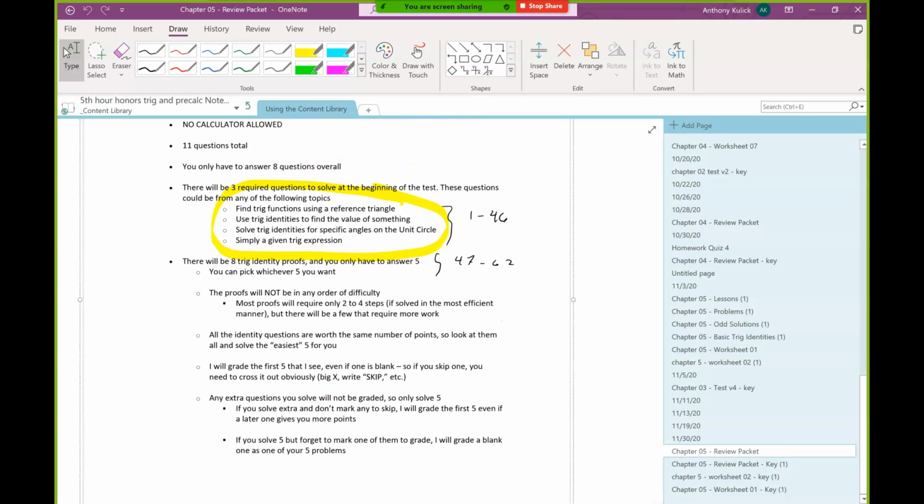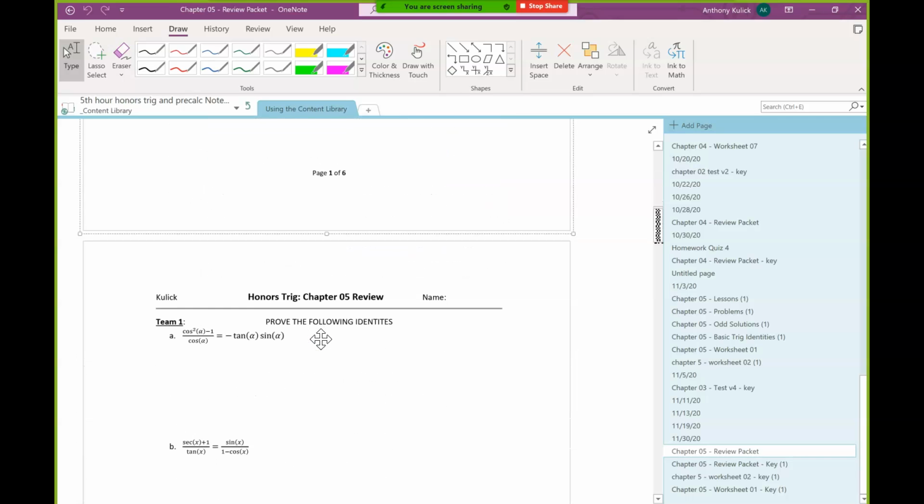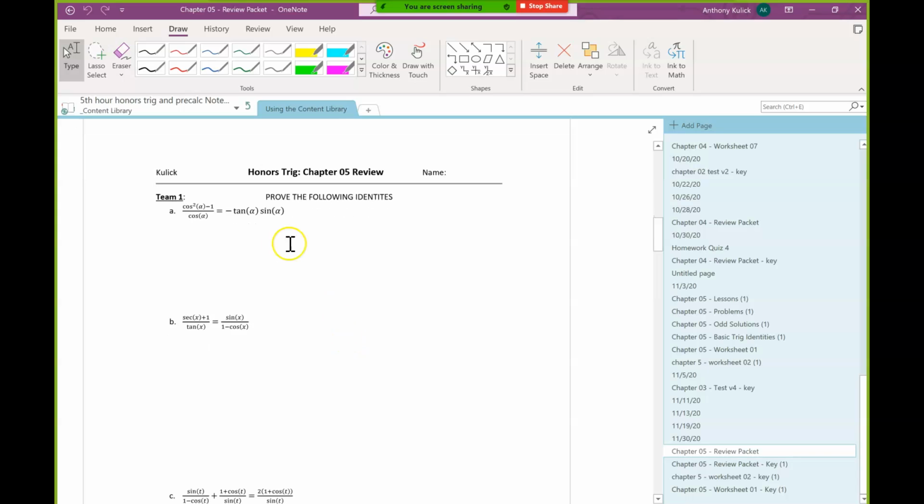Is everybody okay with that idea as far as format goes? Hopefully that feels a little bit better than just, I'm going to give you exactly 5 and you have to do these 5, where if something isn't obvious to you what to do, you're kind of stuck. This gives you a little bit of freedom to avoid some of the things that are maybe more difficult.